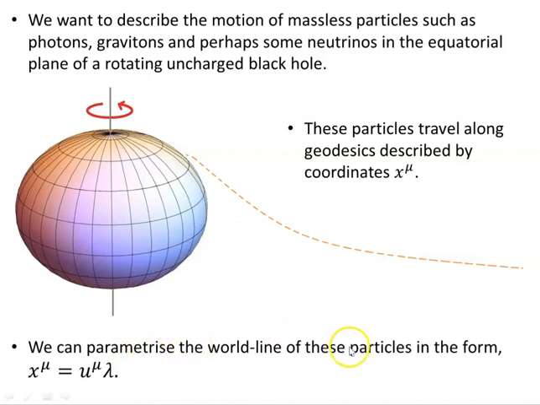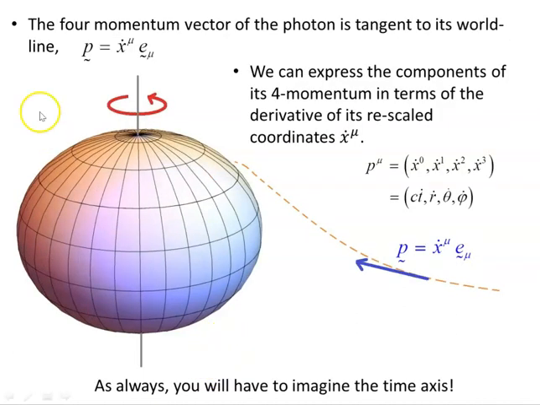We can parameterize the world line of the particles in the form x mu as a function of lambda, all of which has been covered in previous videos, so I won't repeat that. Now, the four-momentum vector of the photon is tangent to the world line. P is x dot mu e mu.